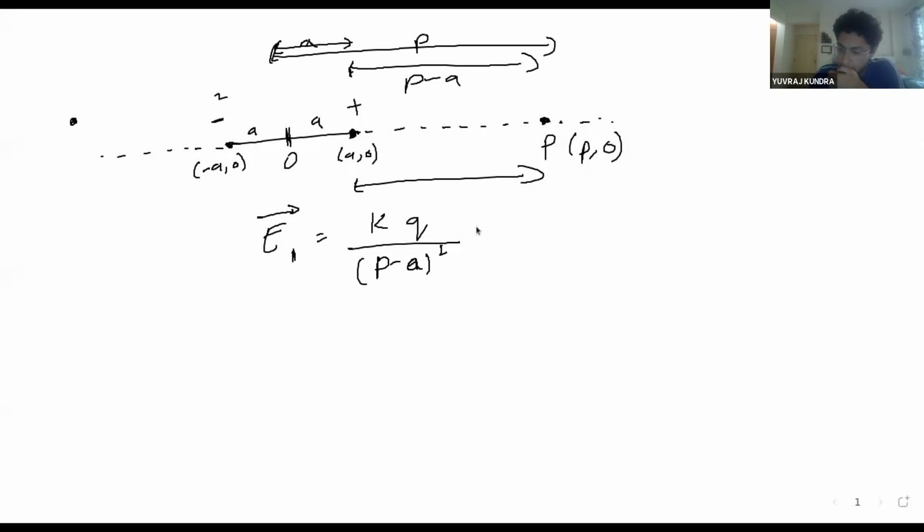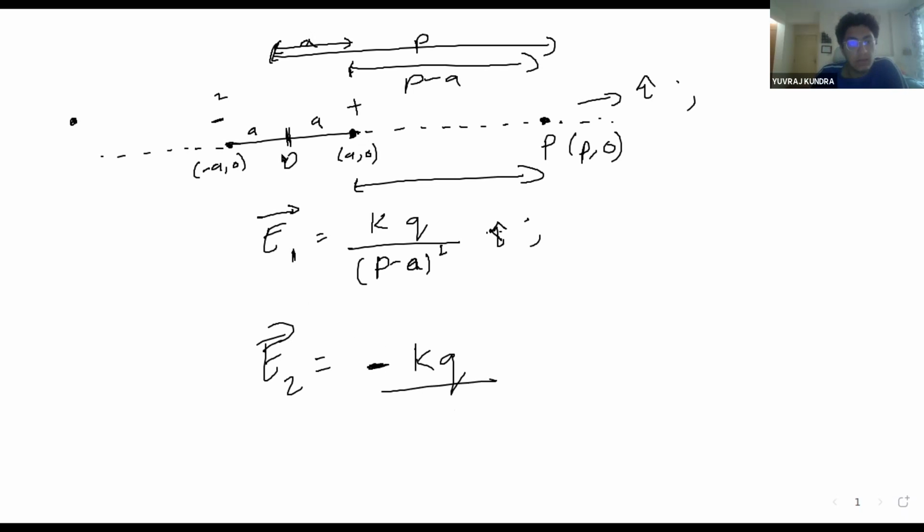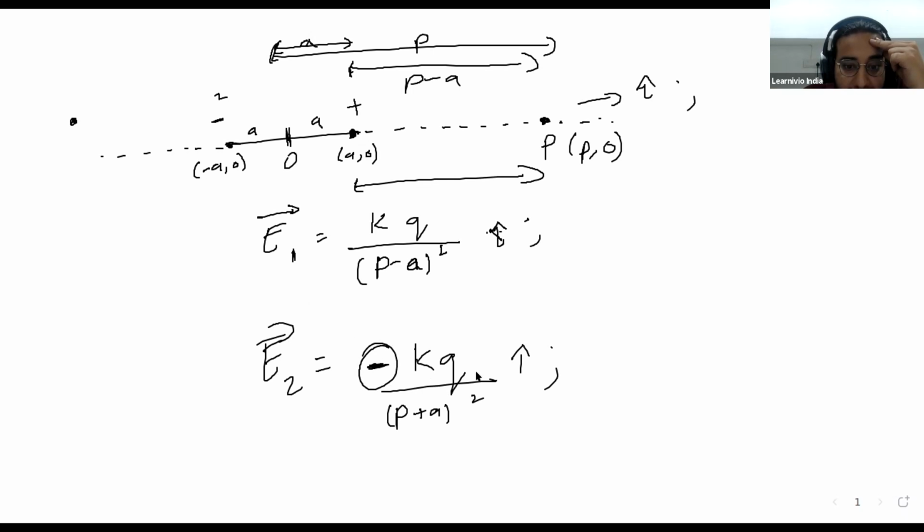Yes, sir. So in what direction? Sir, in the positive direction, the I cap direction. Let's call this direction I cap because it's along the x-axis, right? What about the second charge? Well, we know that the charge is negative, so it will be minus kq over p plus a whole squared. But there is a minus sign already here, right? Yes. You don't need to put in two negative signs, because you would be negating a negative, which essentially gives you the same thing.